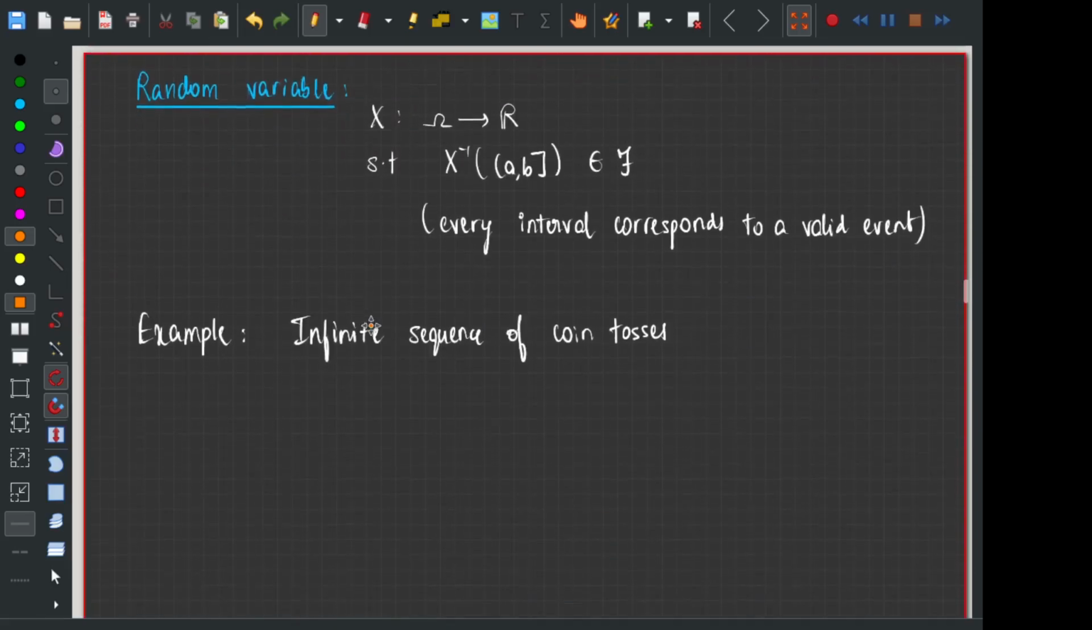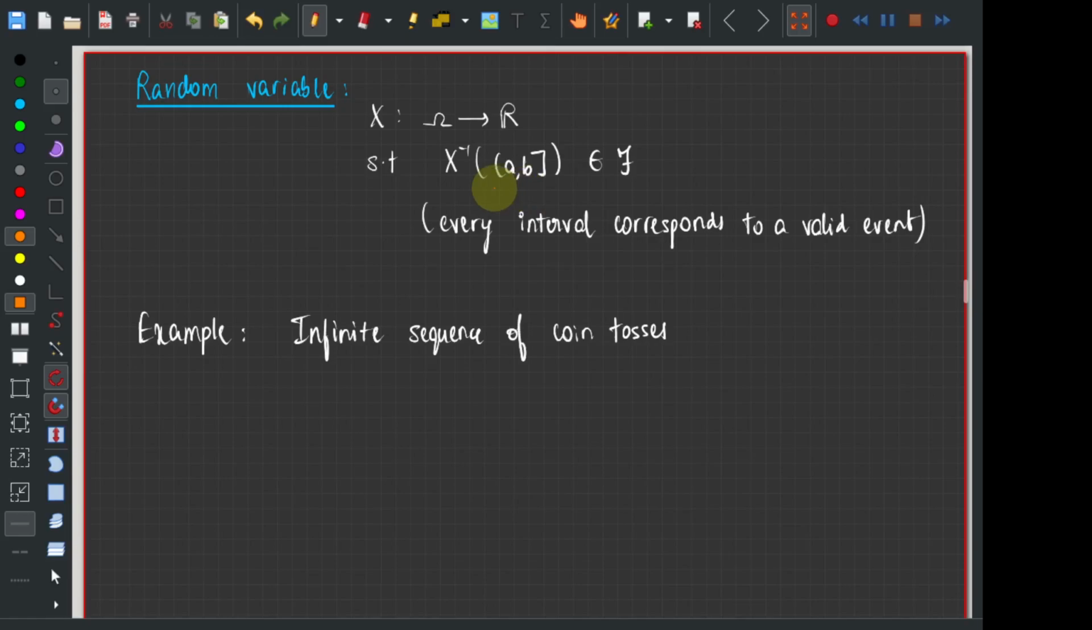All right. So the next important concept that we need is that of a random variable. And the random variable is essentially a map. Although it's called a random variable, it's actually a function. And it basically maps outcomes to elements of the reals. And it's not just any map, it has to satisfy the property that intervals correspond to valid events.